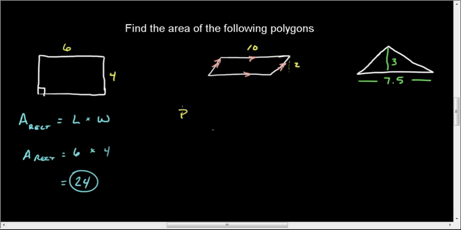The area of a parallelogram is equal to the base times the height. So I'm going to identify the base and the height. Now the bases are the same. If both pairs of sides are parallel, then the bases are going to be the same. So this base down here is going to be 10, and the height is 2 as we extend this out. So the base is 10, the height is 2, and that gives me a total of 20.